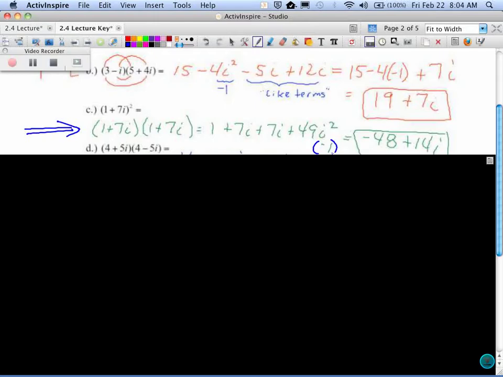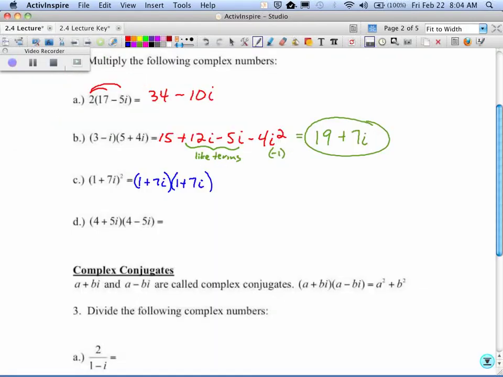Okay, part D. Four times 4 is 16. 5i times 4 is 20i. 4 times -5i is -20i. 5i times -5i is -25i squared. So what's going to happen here? The 20i's cancel. These are opposites, so when you add them up, they go to 0.